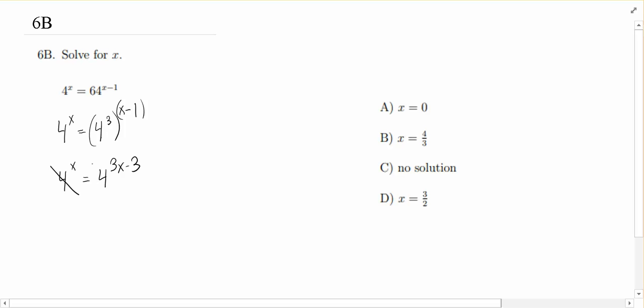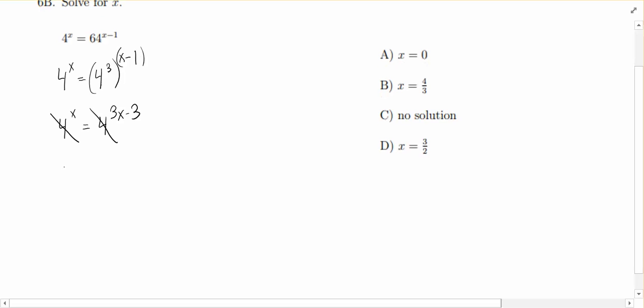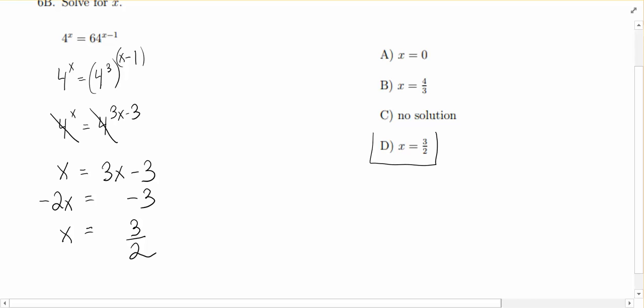Once those bases match up, we can basically ignore the bases, and this equation is just x equals 3x minus 3. If we subtract 3x from each side, and then divide by -2, a negative divided by a negative is a positive, giving us 3 halves, and that is option D.